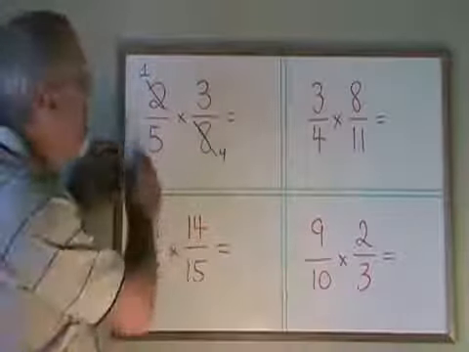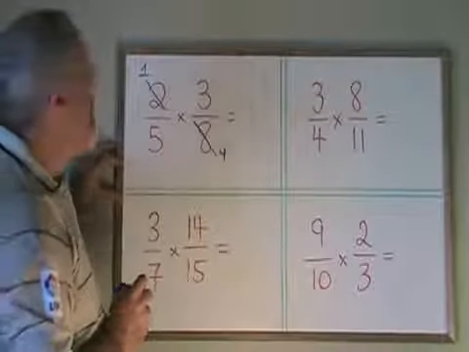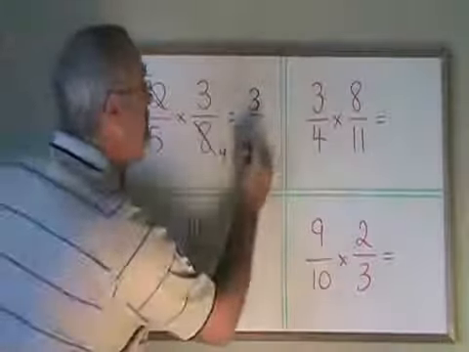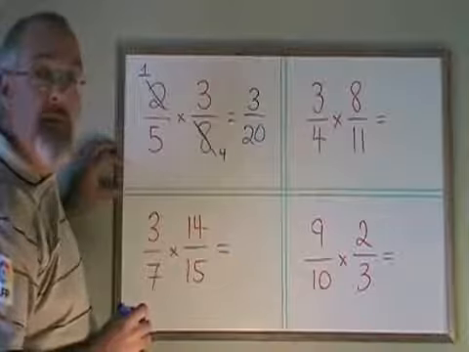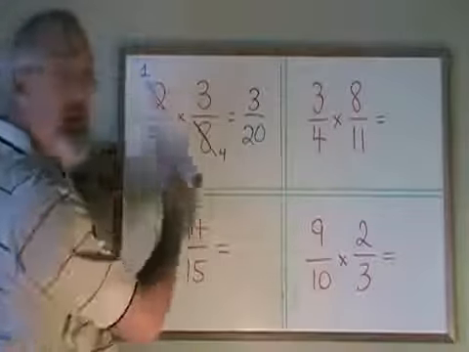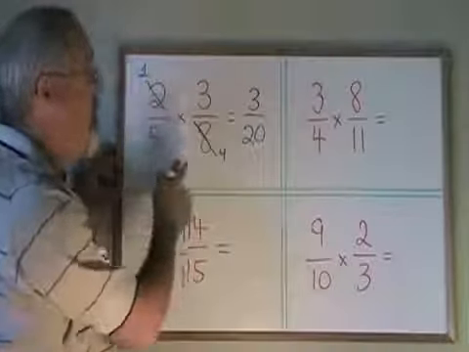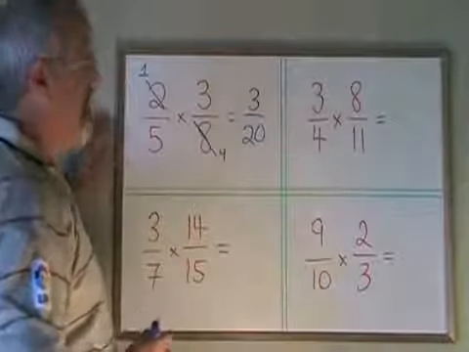Now, I can't see any other canceling opportunities, so I'm going to do my multiplication. 1 times 3 is equal to 3. 5 times 4 is equal to 20. I have my final answer, 3/20, which cannot be further reduced. So this means you don't have to have the same number on the top and on the bottom when you're canceling. You just have to have a number on the top and one on the bottom that share a common factor.